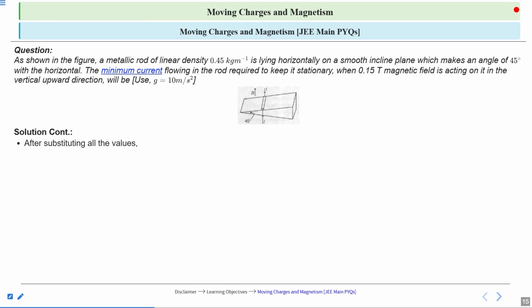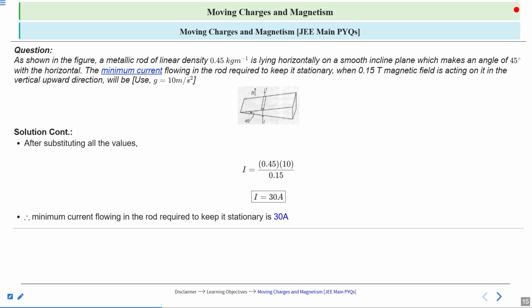After substituting all the values, the linear mass density m upon L will be 0.45, then the value of g is 10, and upon the value of magnetic field, 0.15. After substituting all the values, you will get current equal to 30 ampere. Got it? So this is the required result. The minimum current flowing in the rod required to keep it stationary is 30 ampere.